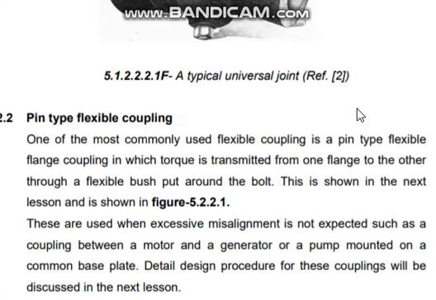Then you have the pin type flexible coupling, normally which we call the bush pin type flexible coupling. One of the most commonly used flexible couplings is the bush pin type flexible flanged coupling, in which torque is transmitted from one flange to the other through a flexible bush put around the bolt. This is shown in the figure. These are used when excessive misalignment is not expected, such as a coupling between a motor and a generator or a pump mounted on a common base.